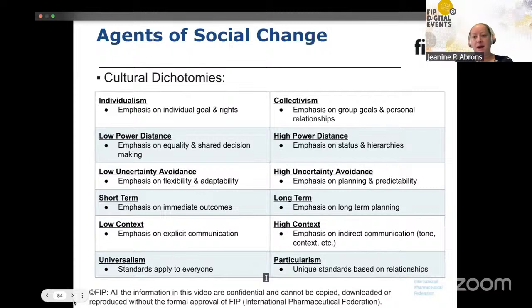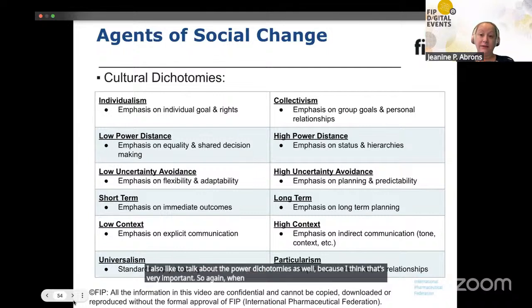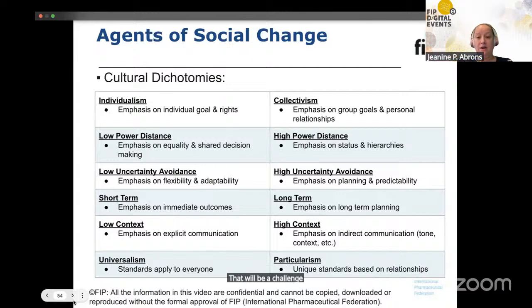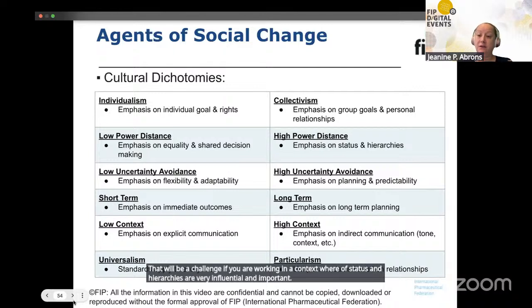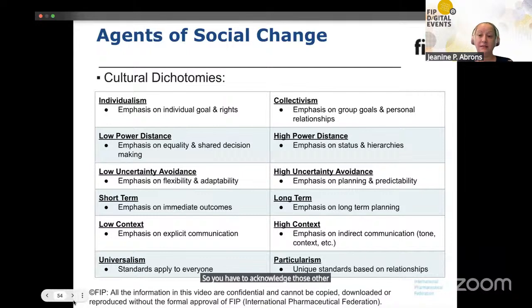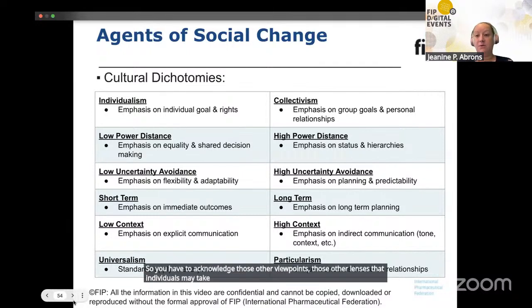I also like to talk about the power dichotomies as well, because I think that's very important. So again, when we are working with other groups of individuals to make change occur, we need to think about how do they approach hierarchy? How do they approach leadership? We can have instances where individuals are very focused on equality and shared decision making. That will be a challenge if you are working in a context where status and hierarchies are very influential and important. So you have to acknowledge those other viewpoints, those other lenses that individuals may take on, and you have to know what your own viewpoints are in order to be able to address all of the challenges and opportunities that you see forward with you.